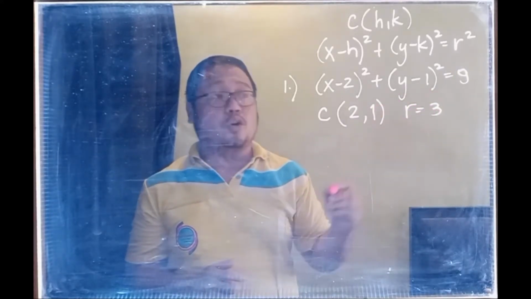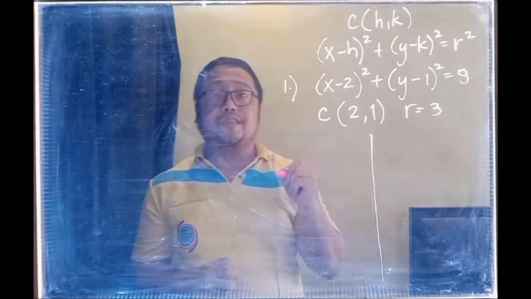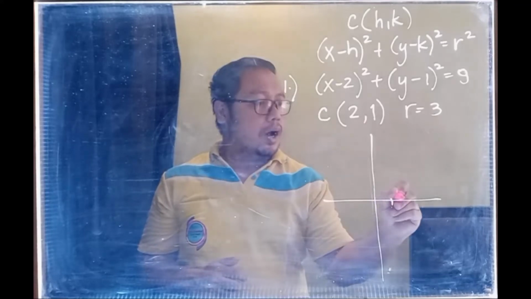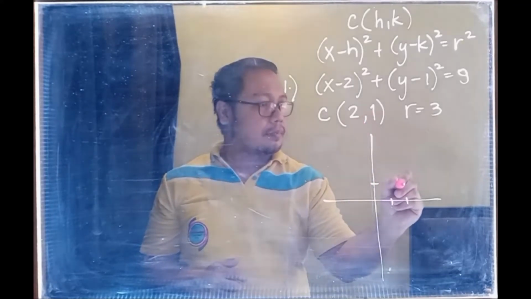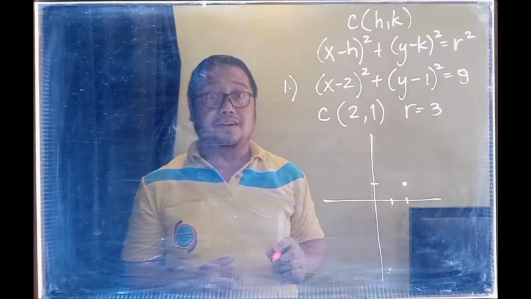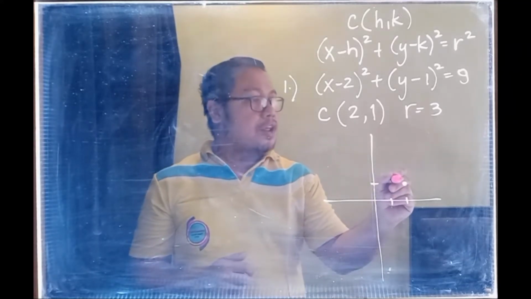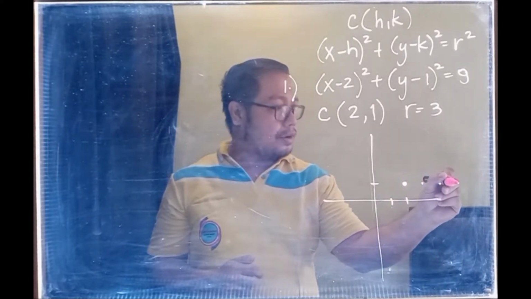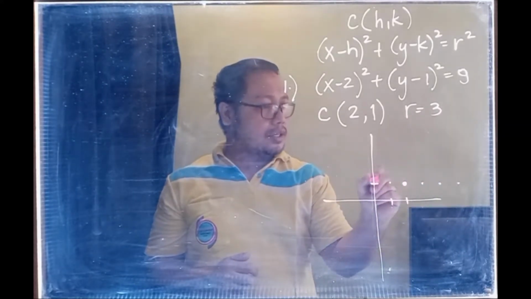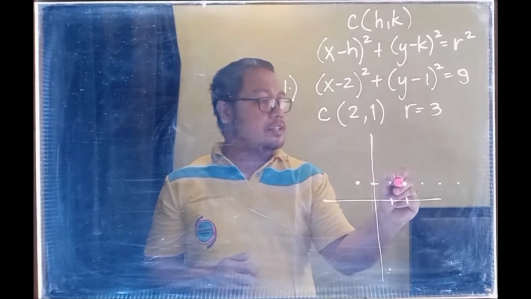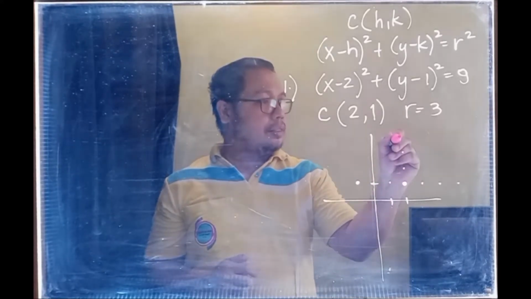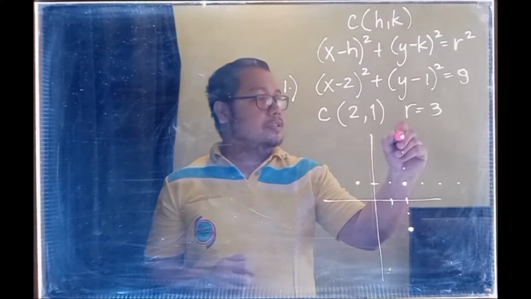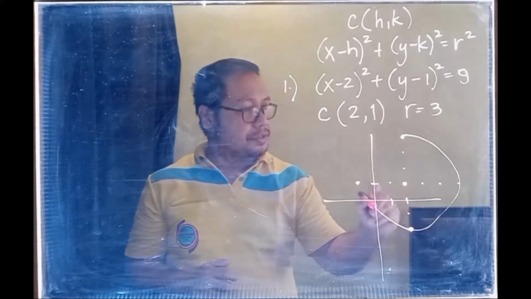So you can graph your circle, whose center is at (2, 1). Where is 2? 1, 2, 1. That is your center. From the center, 3 units to the right: 1, 2, 3. 3 units to the left: 1, 2, 3. 3 units going up: 1, 2, 3. And 3 units down: 1, 2, 3. So this is your circle.